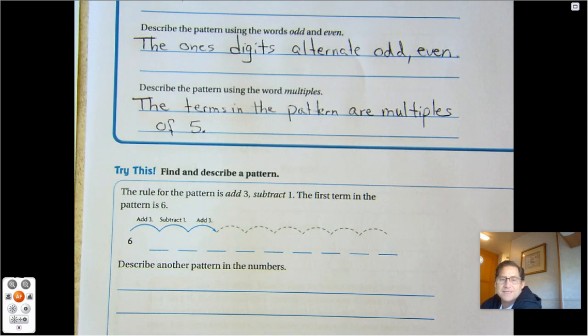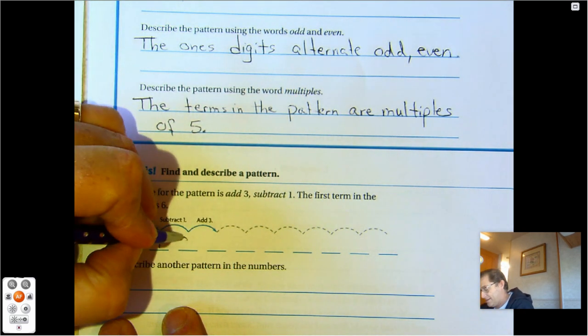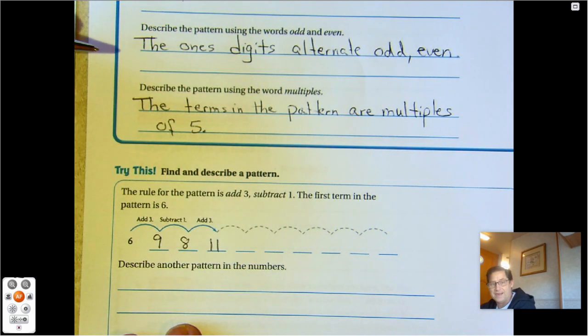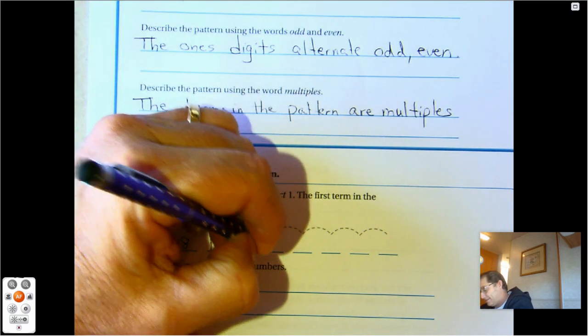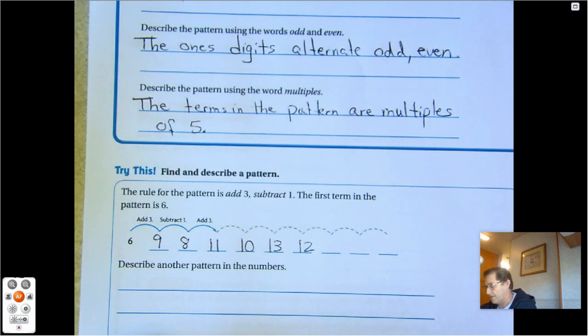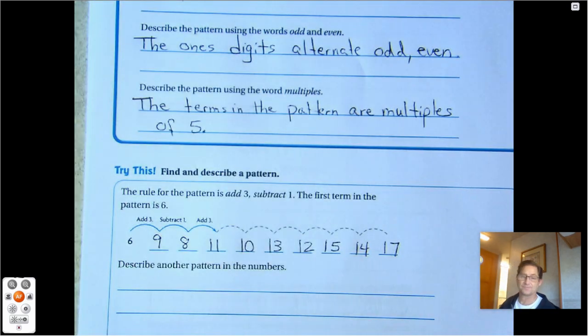Now the rule for the pattern is add 3, subtract 1. Add 3, subtract 1. The first term in the pattern is 6. So add 3, 9. Subtract 1, 8. Add 3, we're at 11. Subtract 1, we're at 10. Add 3, 13. Subtract 1, back down to 12. Add 3, up to 15. Subtract 1, you're at 14. Add 3, we're at 17.